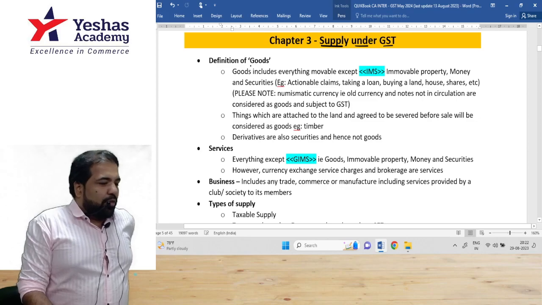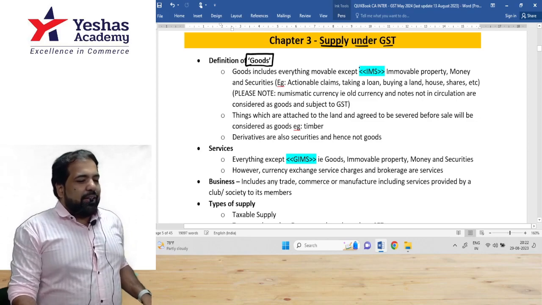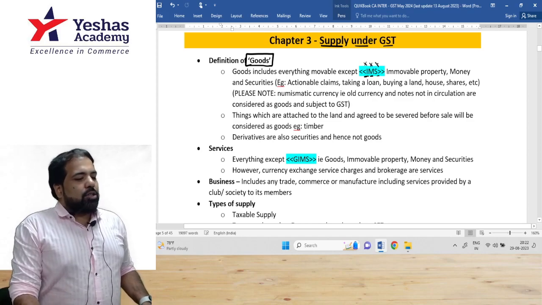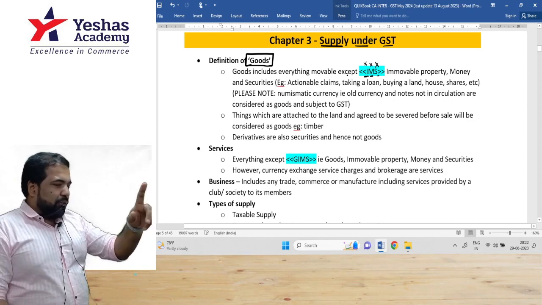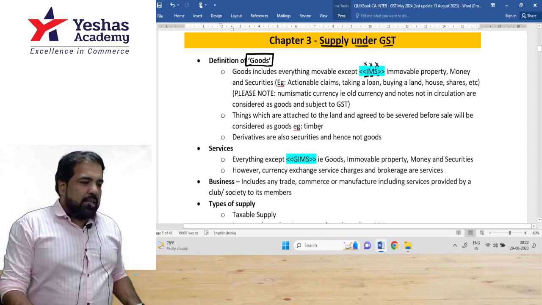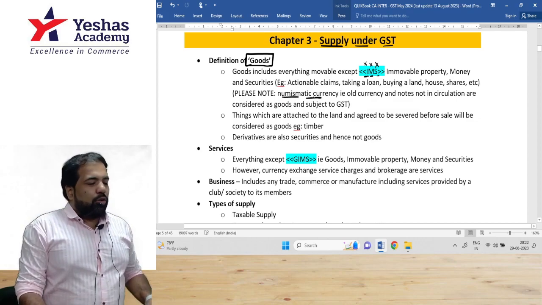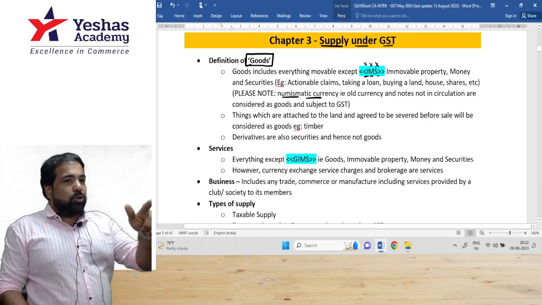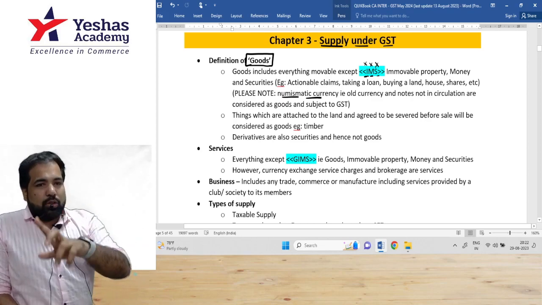Guys, is there a definition of goods? Goods includes everything except immovable property, money and securities. So tomorrow, if you buy a share for 1,000 rupees, will you pay GST on that? No. But on the brokerage, yes. Guys, numismatic currency. Do you know collection? If you have an old coin, old note, it's not being used right now, so that's not money. Money is only the one you can use.